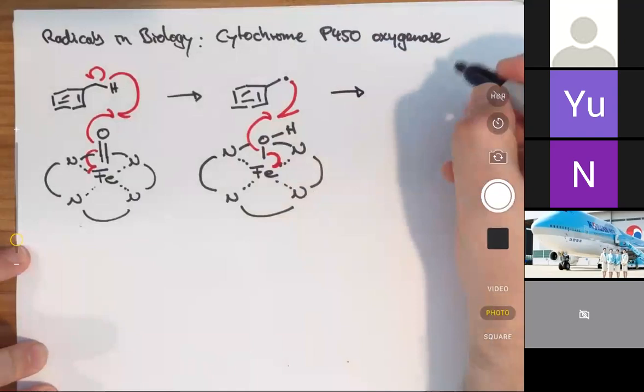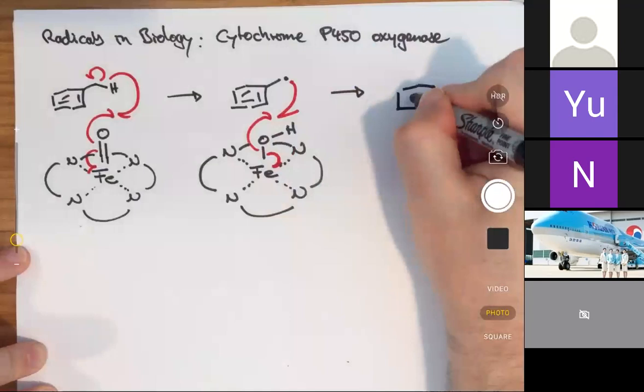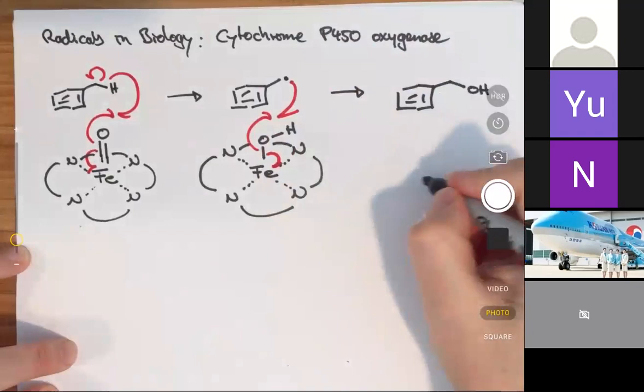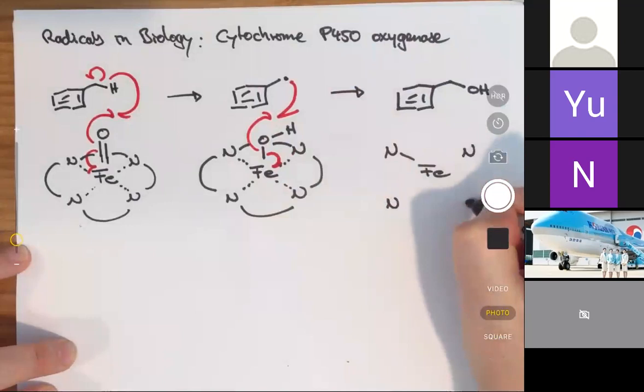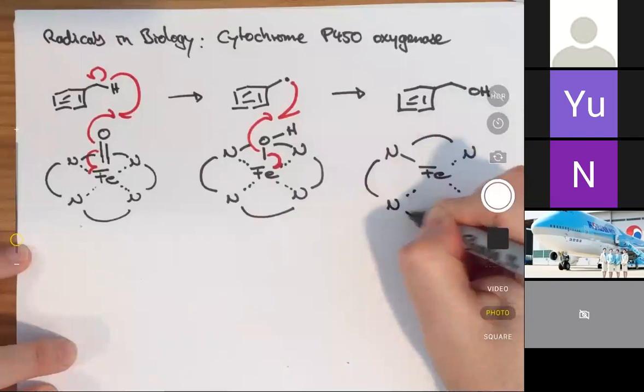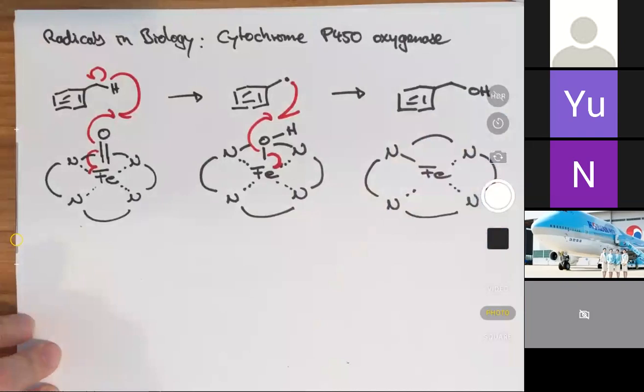And you end up then here with the alcohol, and down here with your deoxygenated iron complex. And this will be reoxidized and enter the cycle at the beginning again.